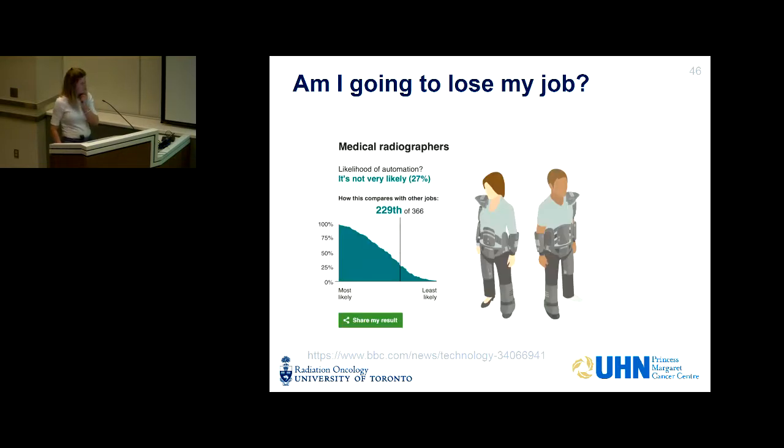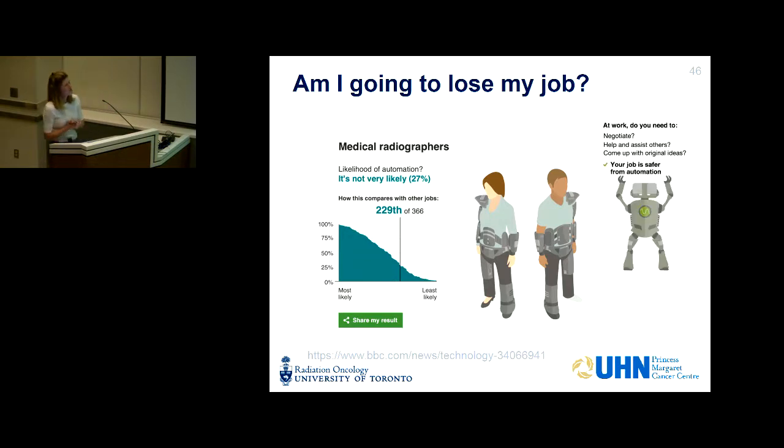I was actually a bit surprised that we are only 27% likely to be automated. Take that for what it's worth. The website says that if part of our job requires negotiation, helping and assisting others, coming up with original ideas, then we're probably pretty safe from automation. I would argue that we do all of those things, but I would also argue that many people as professionals, or even who hold jobs, think that they do all of those things.